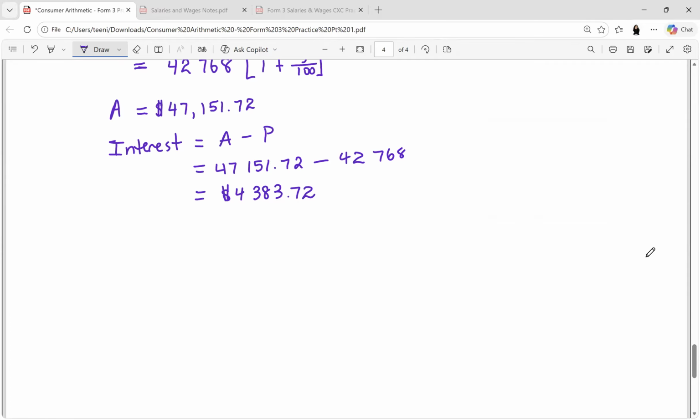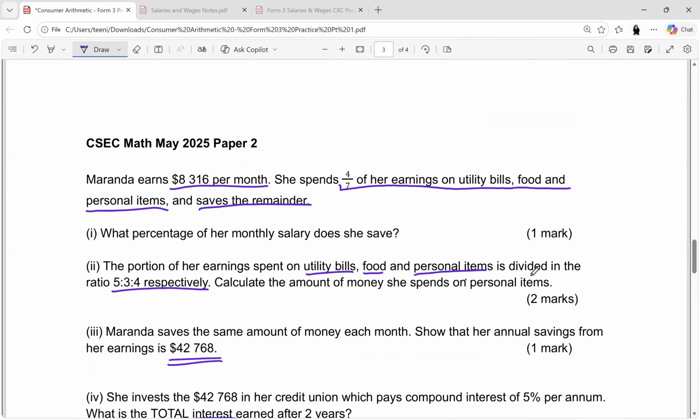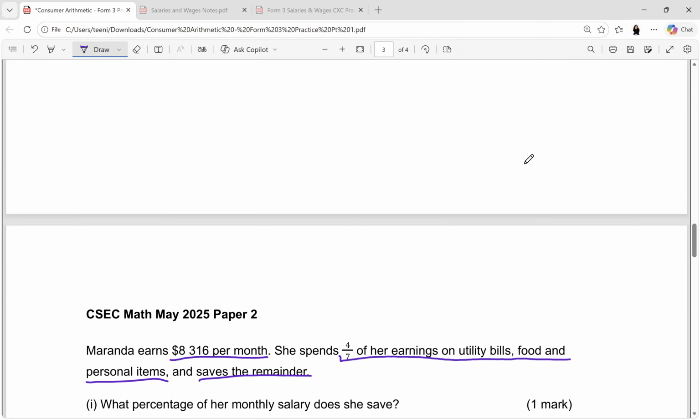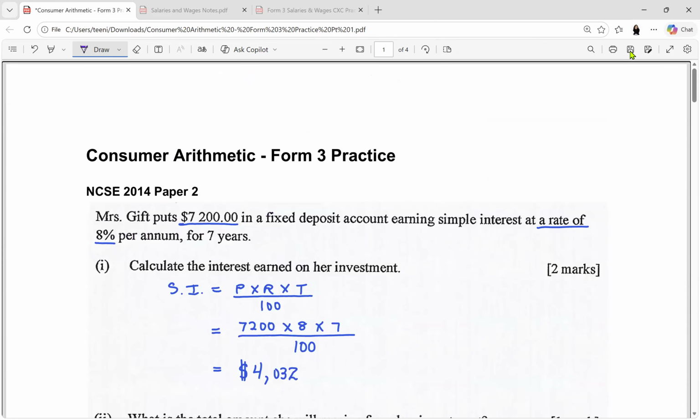So guys, this was an actual CXE question from the year, let me see, I can't remember, 2025. So last year. All right. So as you can see, you can already do some CXE questions, right? With your level of Form 3 Math, you can already do some CXE questions.